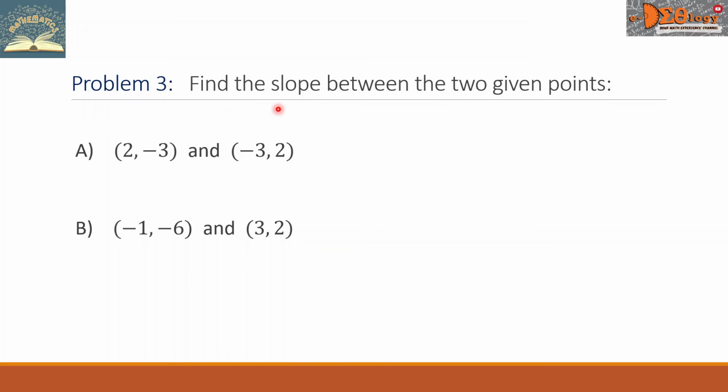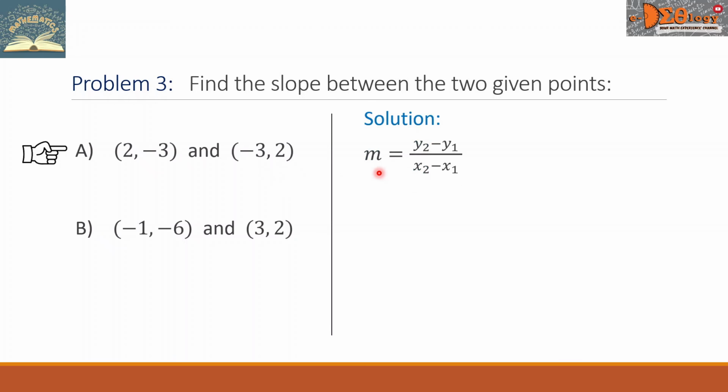Problem 3. Find the slope between the two given points. Let's begin with A. The points are 2, negative 3, and negative 3, 2. We know the formula. M here is the slope, equals y sub 2 minus y sub 1 over x sub 2 minus x sub 1. For the two given points here, we assume the first point to be the P sub 1 with coordinates x sub 1, y sub 1. And the second point P sub 2 with coordinates x sub 2, y sub 2.